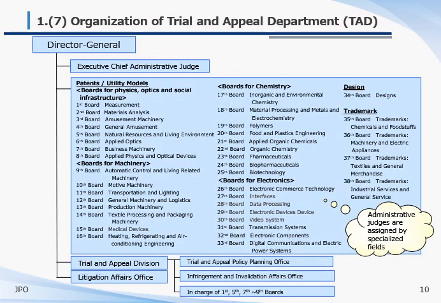This shows the Trial and Appeal Department in detail. At TAD, we have 38 boards which are divided into specialized fields. There are 33 boards for patents and utility models, 1 board for designs and 4 boards for trademarks. Administrative judges are assigned to boards based on their expertise.